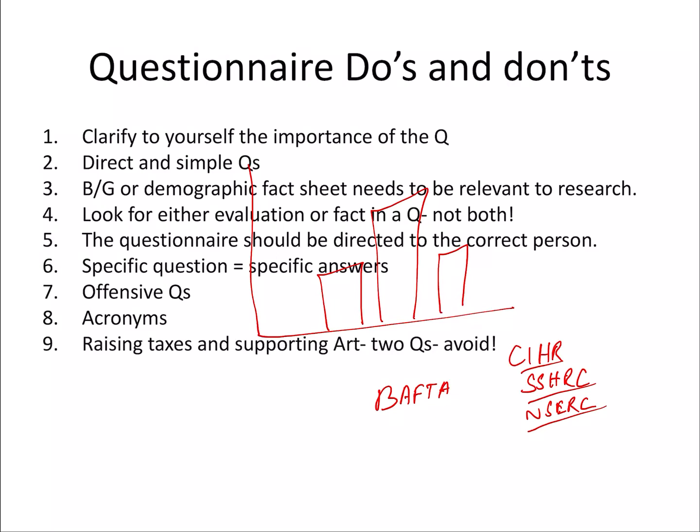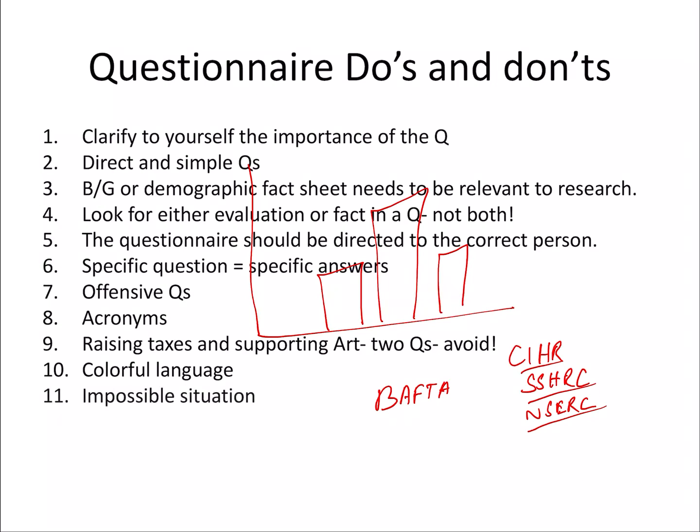Don't ask two questions in one. Each item should be just one question. So asking a question such as, should we raise tax and use the tax money to support art? No, don't do that. Using colorful language obviously is not useful. For example, what is your opinion on the fact that sugar is white death?